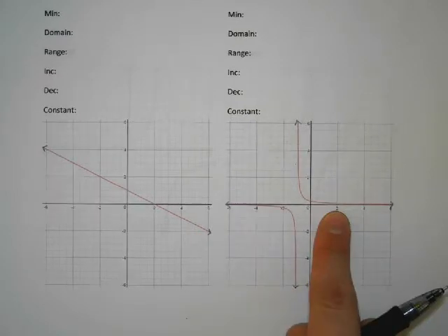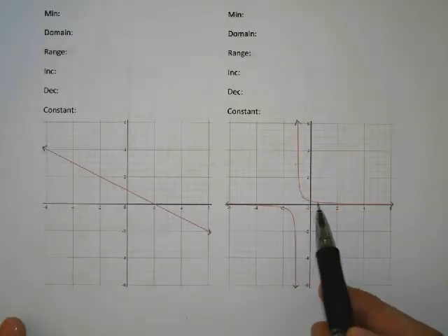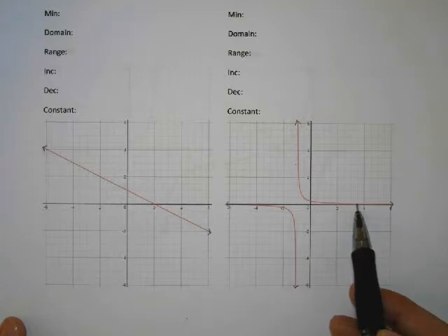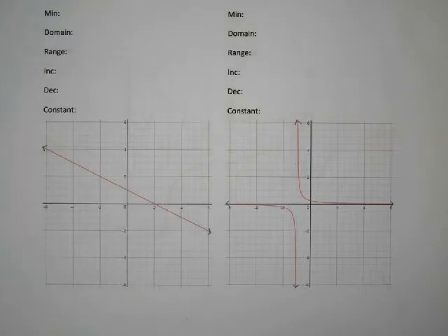Does this curve have a min? Does it go down and then come back up again? Nope. It goes down right here, and then it goes down, it just goes down really, really slowly. So this, we're going to write none. No max, no min. None, none.